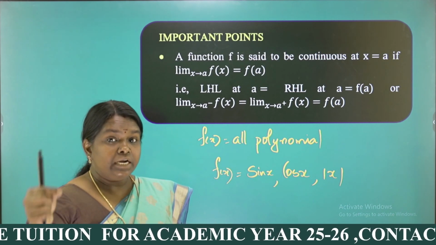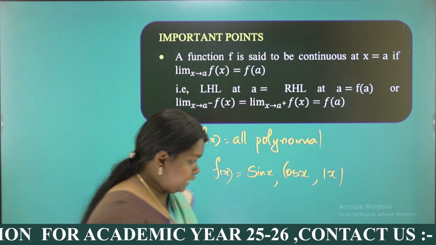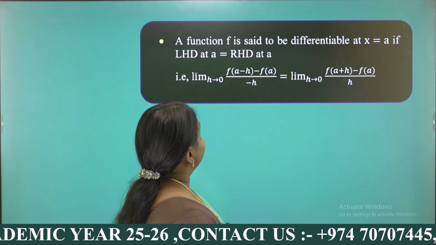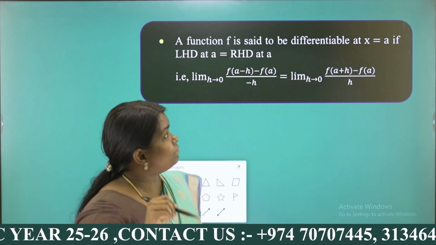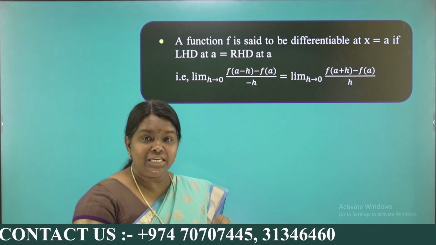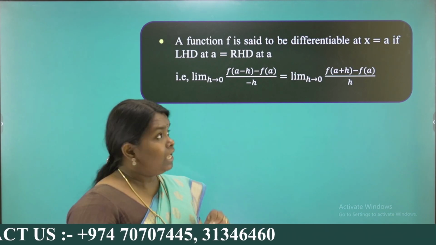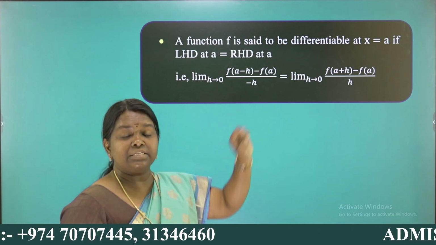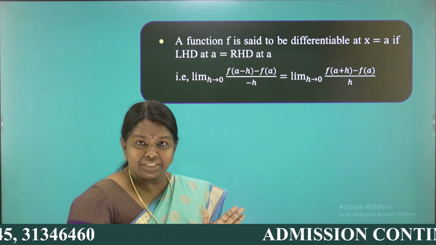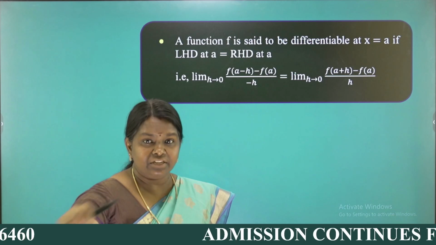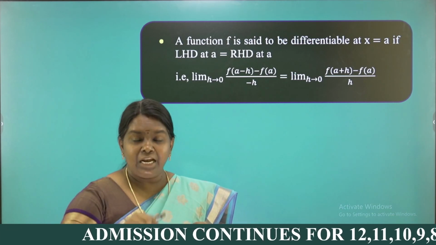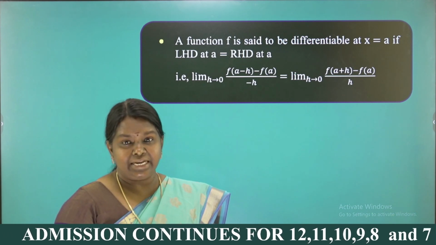Differentiability at a point. Okay, differentiability at a point. A function f is said to be differentiable at x equal to a if LHD at x equal to a equals RHD at x equal to a. I think you all know about it, right? LHD, the left hand derivative, is equal to the right hand derivative. Clear?